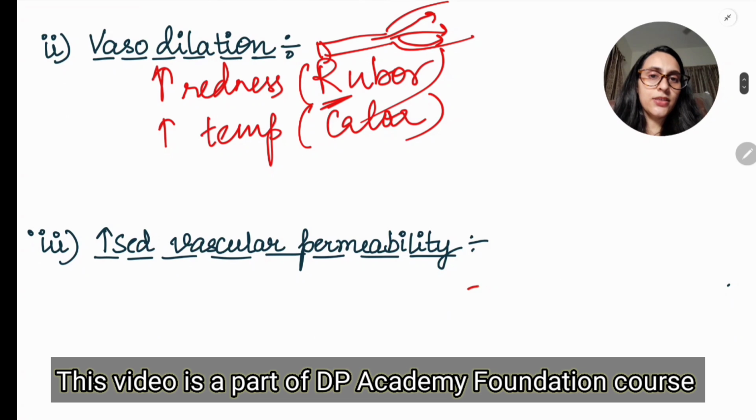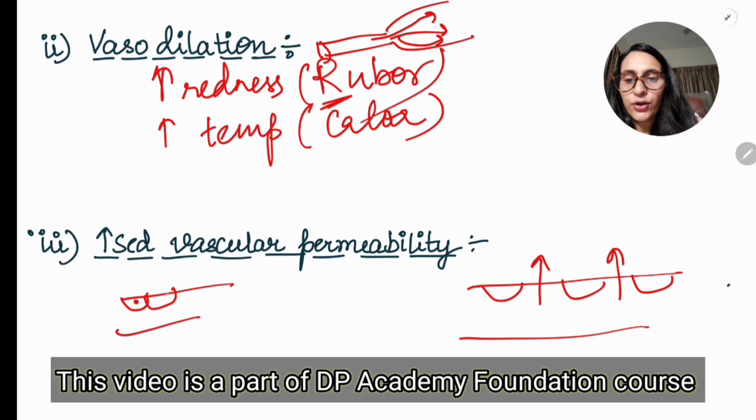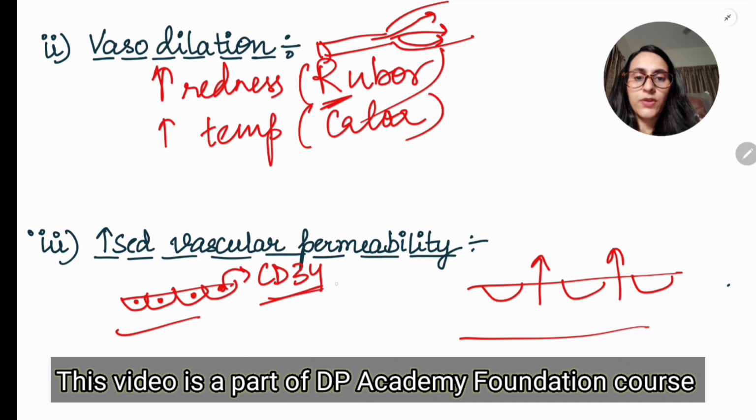Now, what is the third event? Third event is increase in the vascular permeability. Now this blood vessel has become permeable. That means something is escaping out. Every blood vessel is lined by endothelial cells inside, and they are positive for CD34. What is the CD marker for endothelial cells? It is CD34.